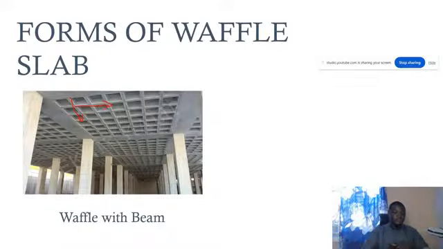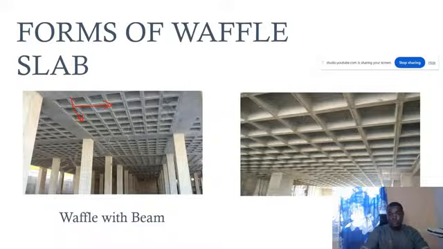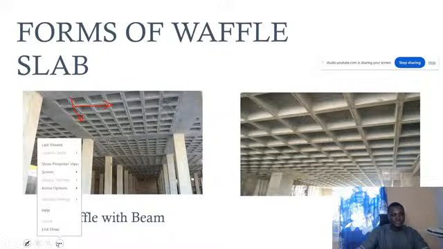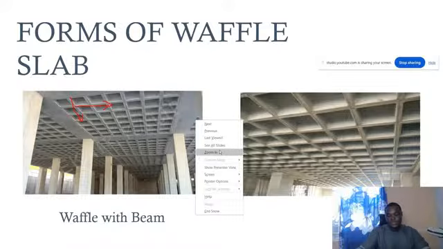Then the beams will now be supported by columns. This is just like a normal solid slab support mechanism. But we also have another situation where, instead of the slab being supported by beams, the slab is supported by column heads or column capital.